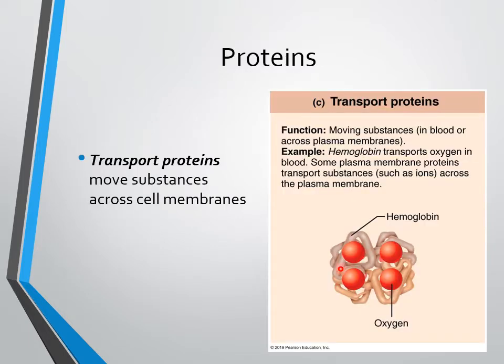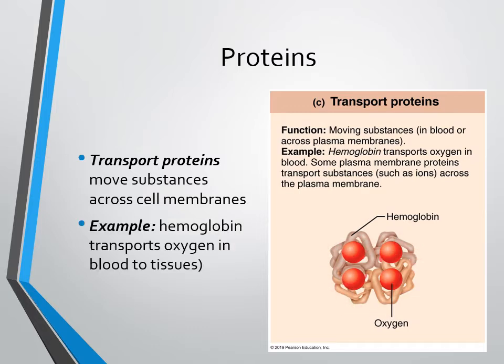All right, finally. So transport proteins move substances across cell membranes. One example of that is hemoglobin. Hemoglobin carries oxygen throughout your body. So hemoglobin is in your red blood cells, by the way, and it does carry oxygen throughout your body.